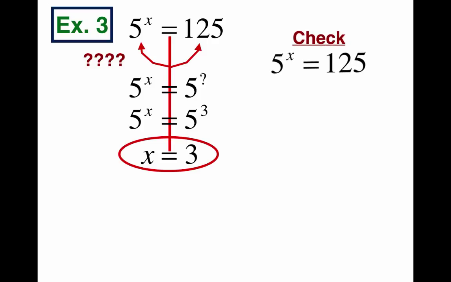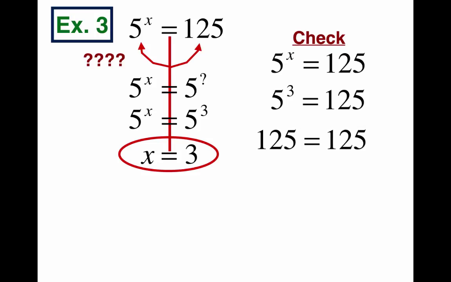Remember the problem was 5 to the x equals 125? Now I'm going to do 5 to the 3rd. 5 times 5 times 5 is 125, so check, it works. All you've got to do is make some equal bases so you can solve.